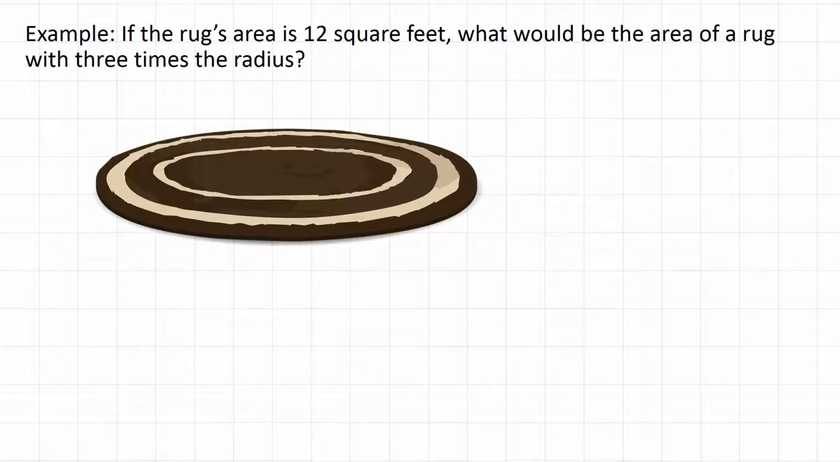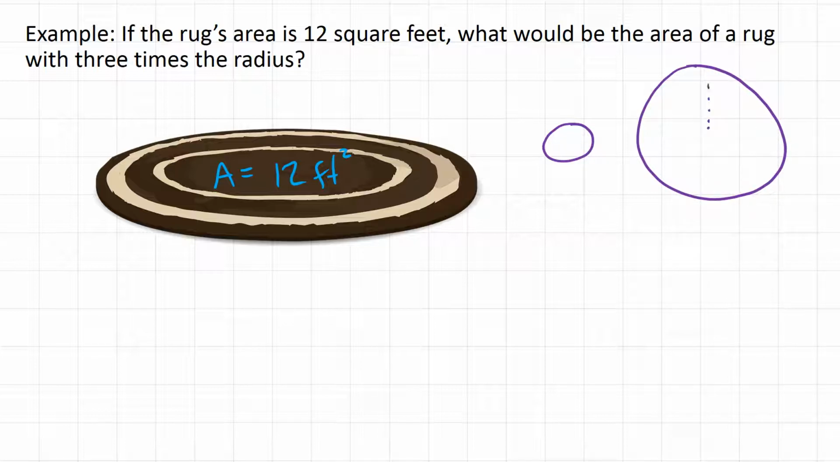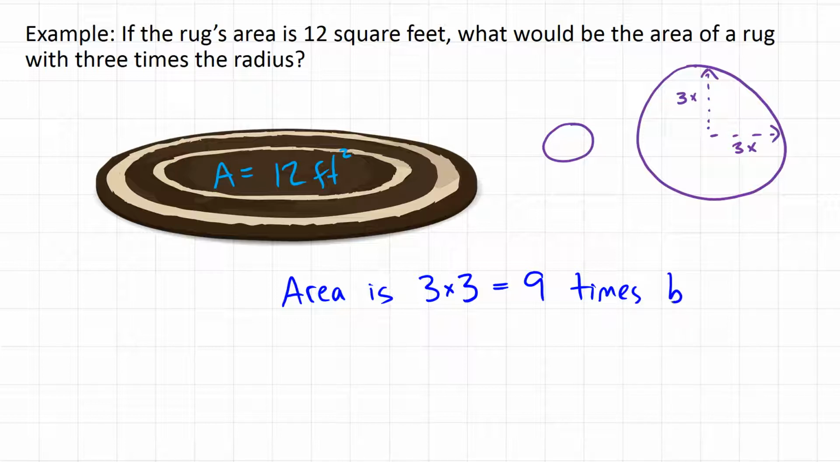So the last example I want to show you is here we have a rug with an area equal to 12 square feet. And what would the area of a rug be that has 3 times the radius? Well, if doubling the radius would make it 4 times larger, well, tripling it in 2 directions, so we go from a little circle to a big circle, makes it 3 times bigger in both dimensions or both directions. That means the area is going to be 3 times 3, which is 9 times bigger. So the area is going to be equal to 9 times 12 square feet, which is 108 square feet.